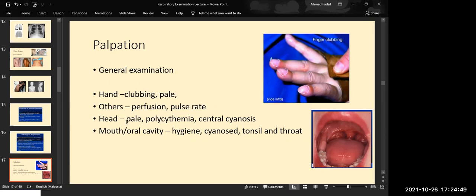Head, look at the head, especially the eyes, the conjunctiva, pale, polycythemia, central cyanosis, and the mouth. Remember, the mouth is also part of the respiratory system. Look at the hygiene of the mouth, cyanosis or not, and the tonsils. As you look here, the tonsils are enlarged and red. So this patient has both tonsillitis and pharyngitis. Large and red.